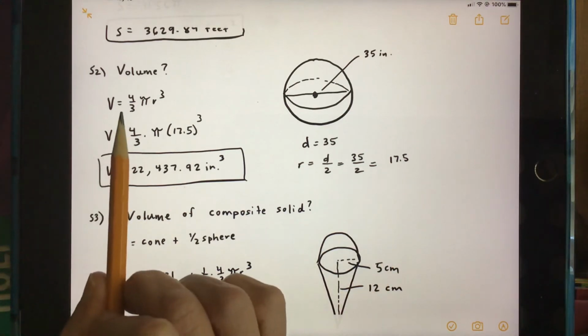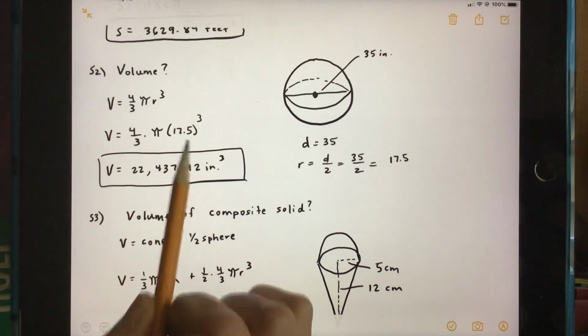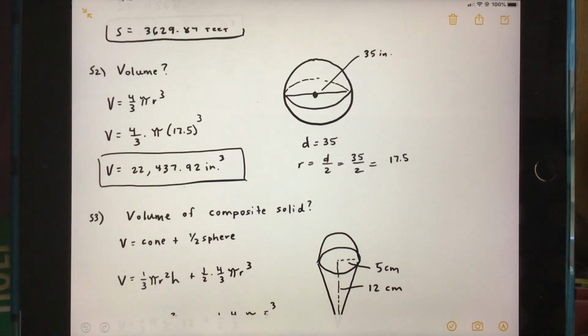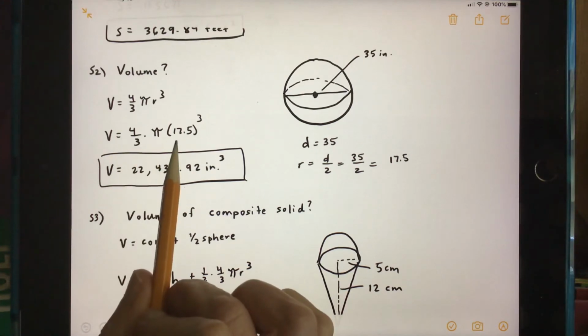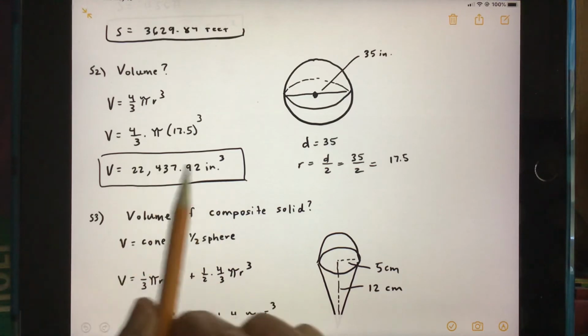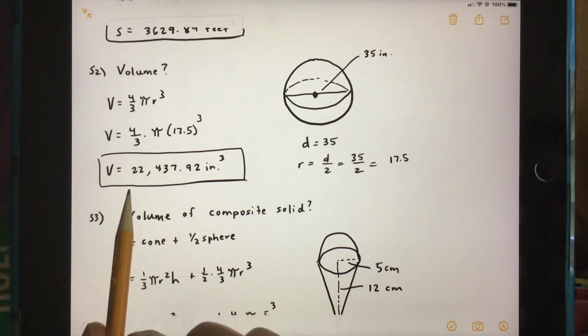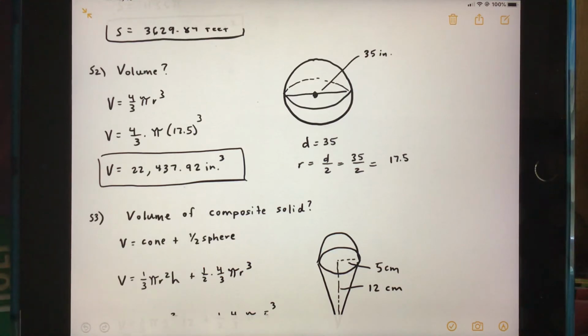Now it's time to plug that into our formula, 4/3 pi r cubed. Our r is 17.5. And in this case, there's not much simplifying to do. That is not anywhere close to simple, so I'm going to put all of this into my calculator. 4 times 3.14 times 17.5 to the third power, and then divide all of that by 3. And this is what I will see on my display, 22,437.92 inches cubed. So that will be the volume of the sphere.